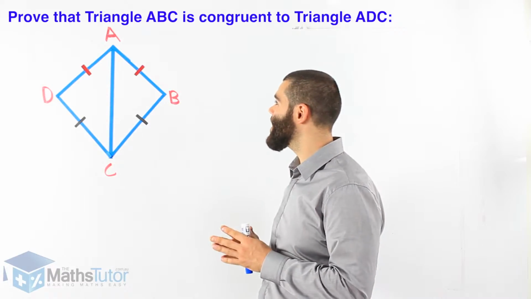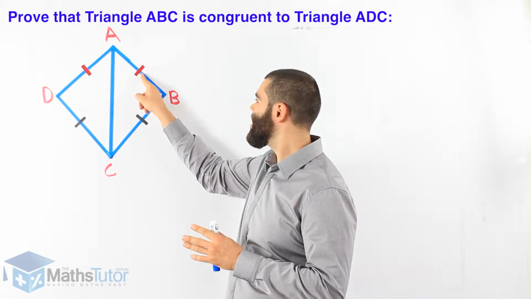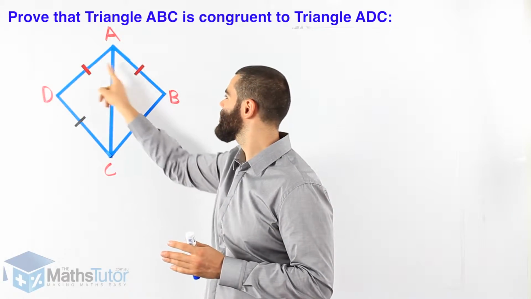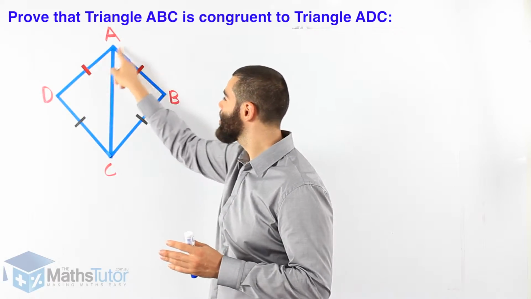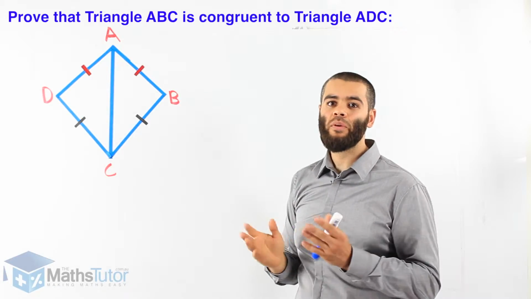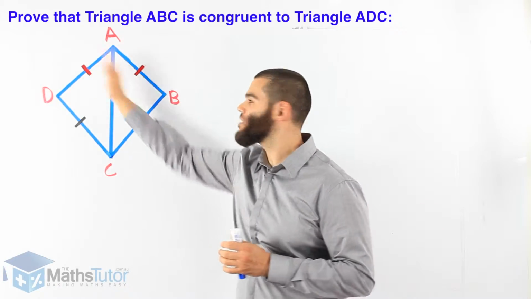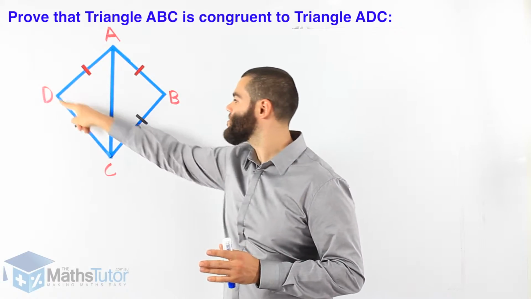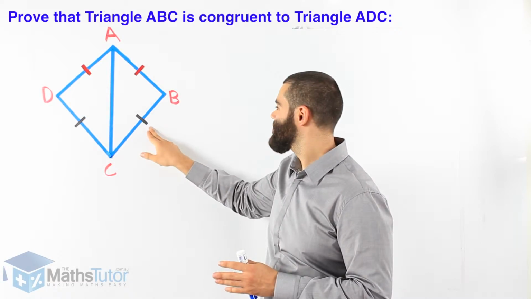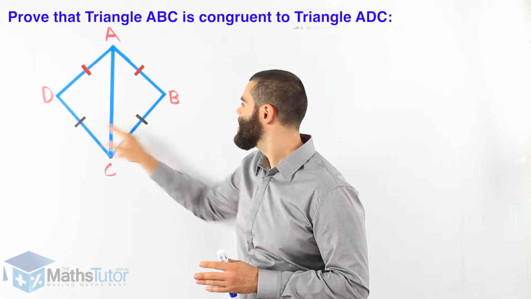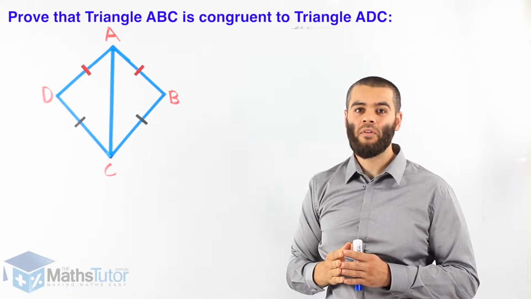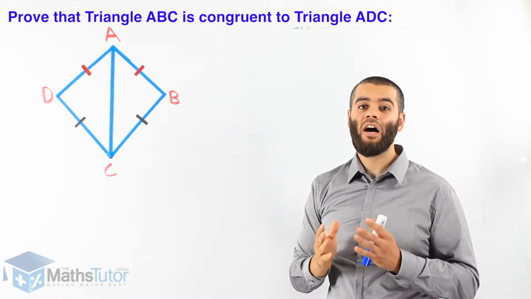When we look at the diagram, we can see that this side corresponds with that side. AB equals AD. There's a red mark there telling us that AB equals AD. So we have a side. That side equals that side. And we can see BC equals DC. That is marked with a black mark here, telling us that BC equals DC. That's another side. So now we can use side, side.